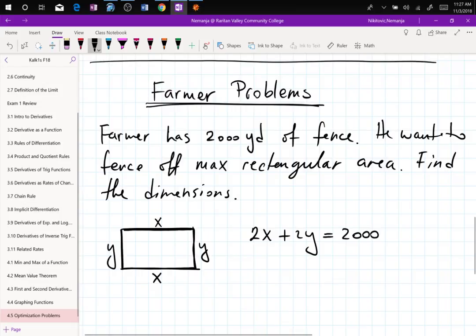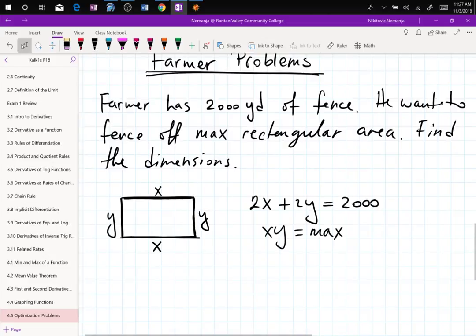What does he want to do? He wants to fence some maximum rectangular area. Maximum rectangular area, max area. XY is a max. Guys, this problem is exactly the same as the previous one we did with numbers, except now we gave it a context. Right? Earlier we had x plus y equals 36. What do you have now? X plus y equals 1,000. Right? It's the same problem, same solution.